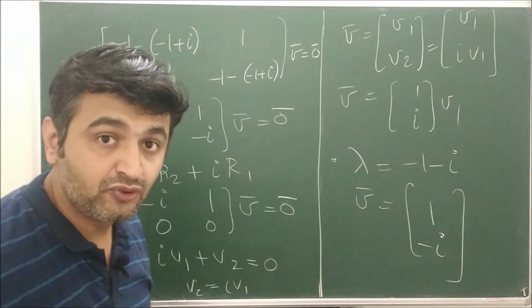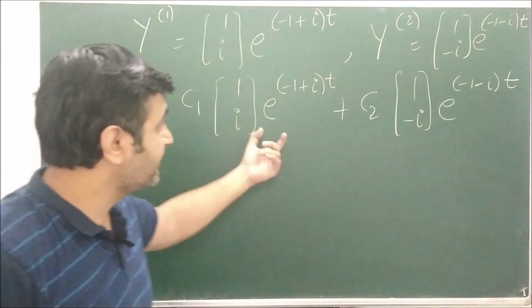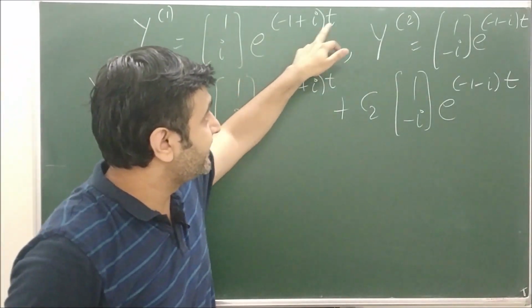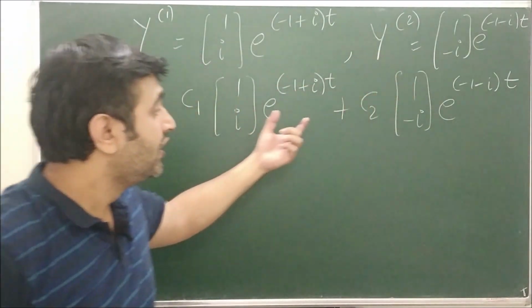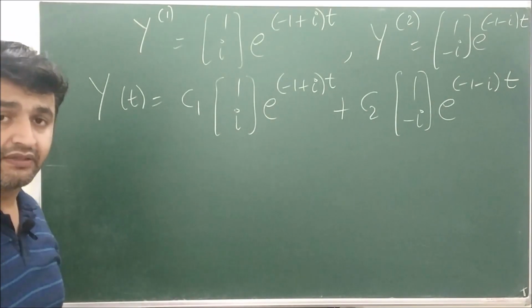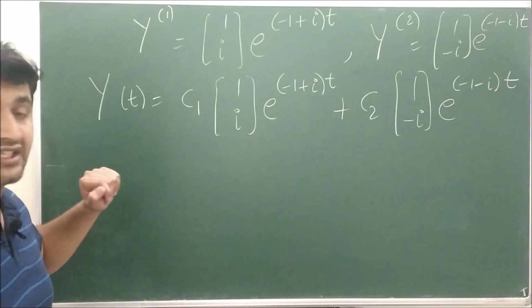So I have the general solution. What would be my general solution? This is your general solution, C1 y1 plus C2 y2. What is y1? It is the eigenvector times e raised to eigenvalue into t, and similarly your y2. So this is my general solution. Well, if you wish, you can stop here. But as I said, our aim is to find the real solutions for this system of differential equations.